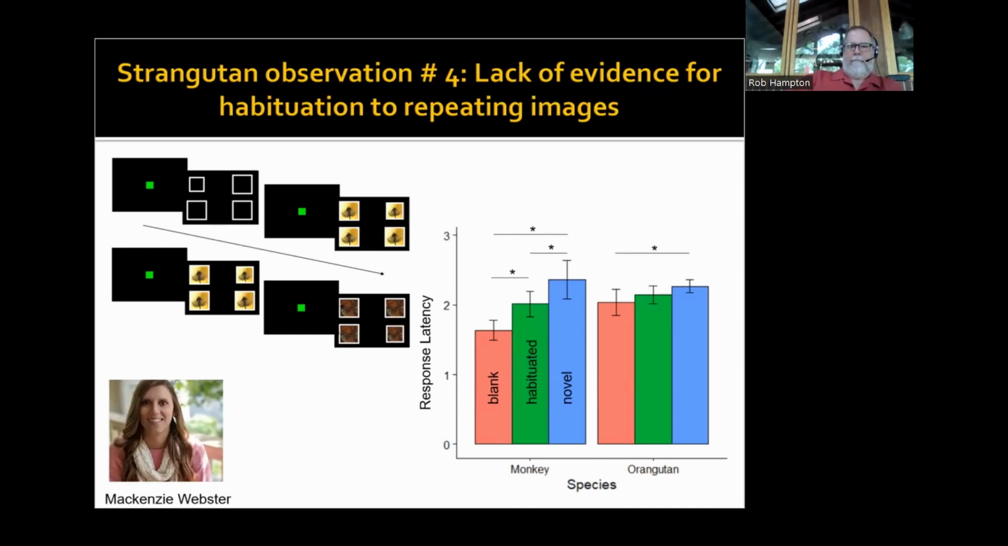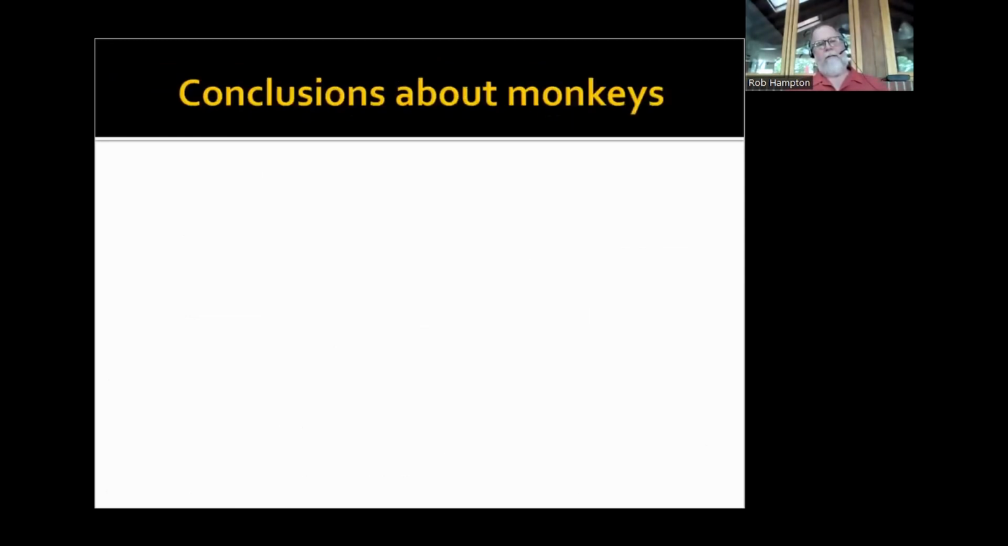So those are the data that I have to share with you, and I'll just offer you a few tentative conclusions here. The ones in monkeys won't be entirely tentative. I think they're pretty solid.